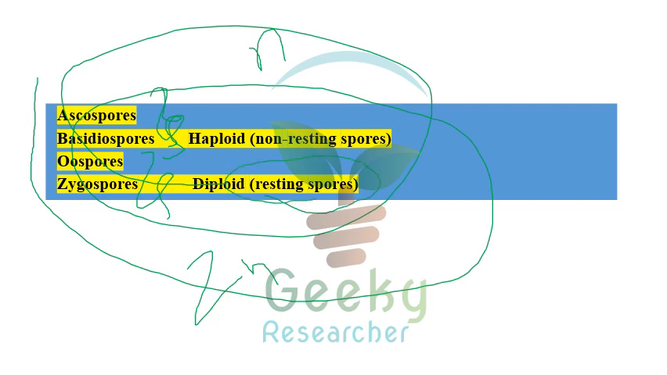They will ask questions like this: which of the following is a diploid non-resting spore? A. oospore, B. basidiospore, C. ascospore, D. all the above. Something like that they will ask. So ascospores and basidiospores are haploid non-resting spores. When it comes to oospores and zygospores, we know very well they are resting spores, right? So oospores and zygospores are diploid resting spores. And I have seen these questions in previous exams, I mean NET exams only.